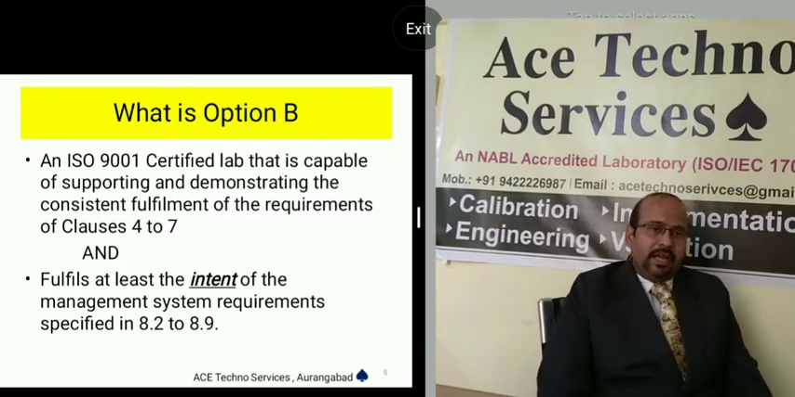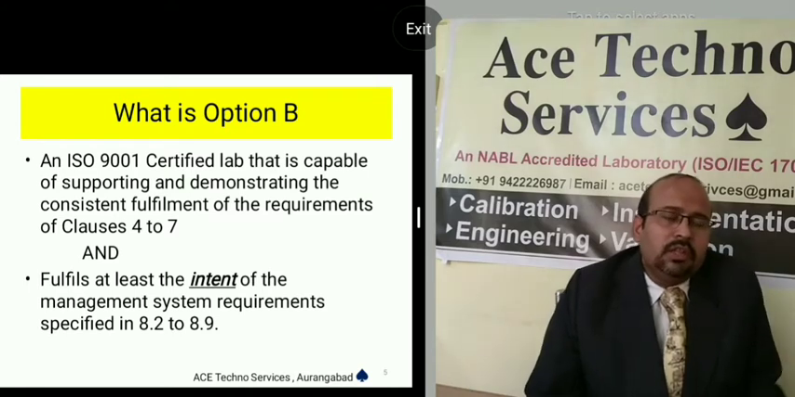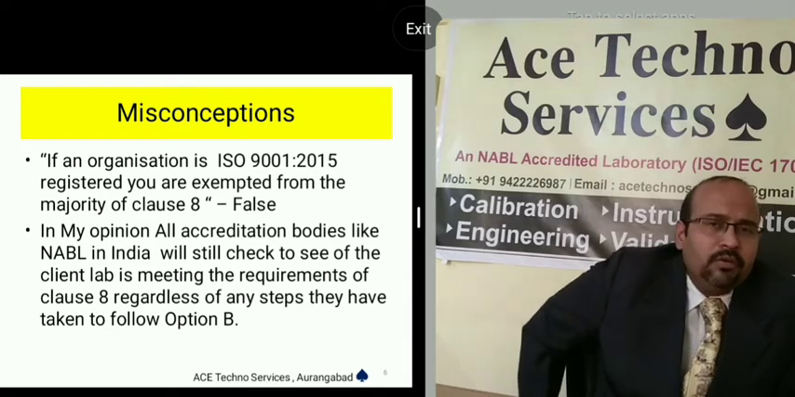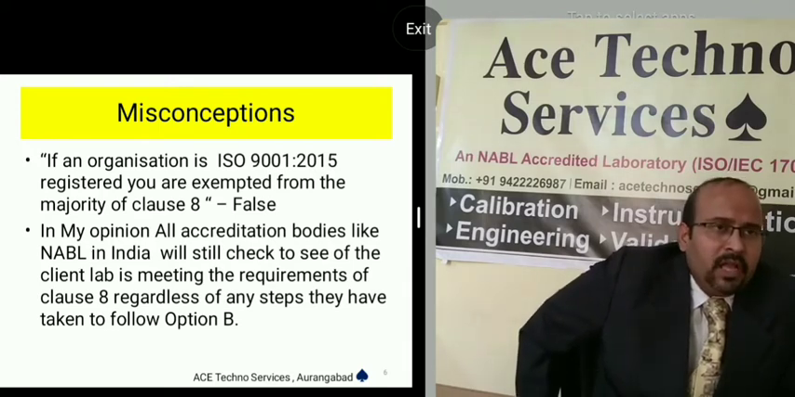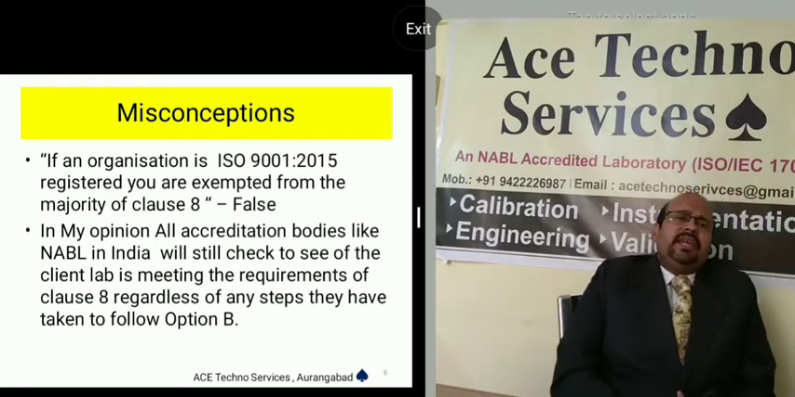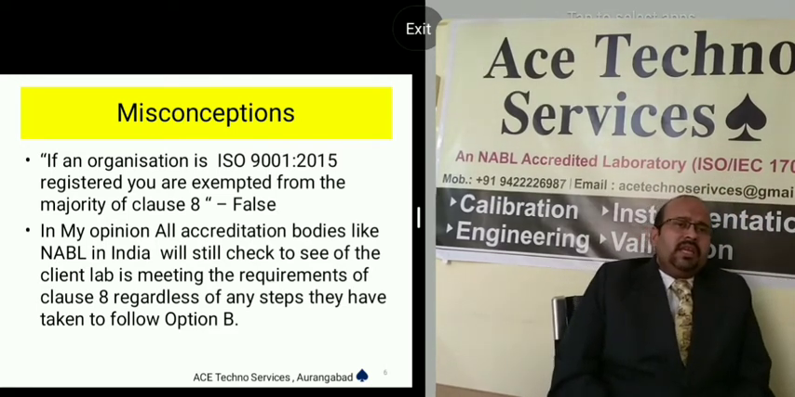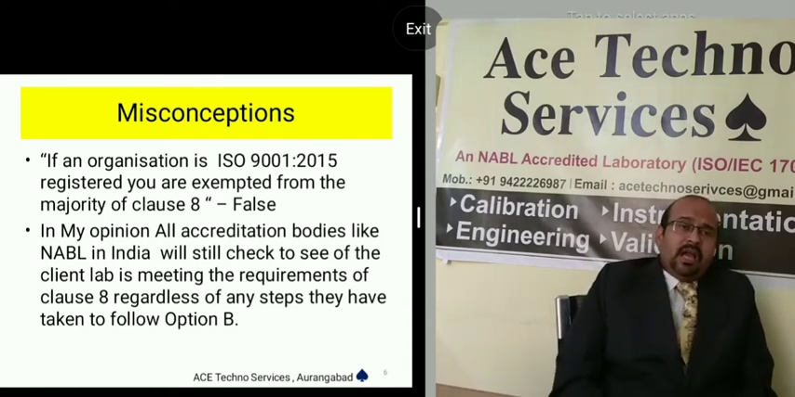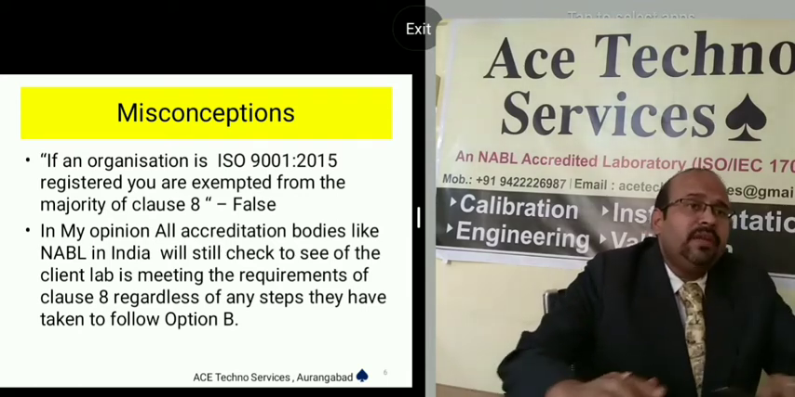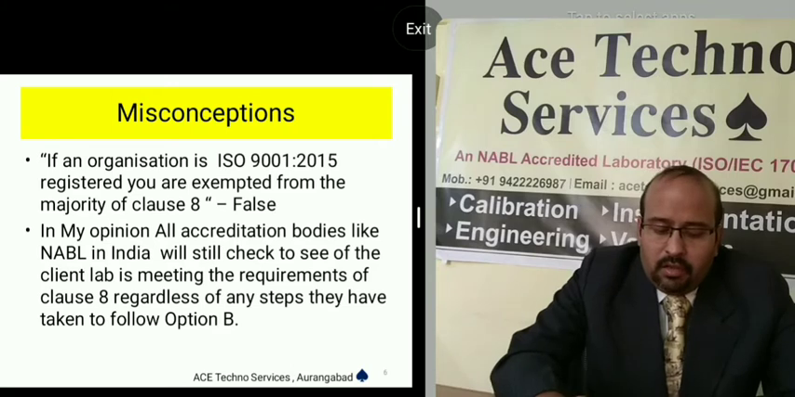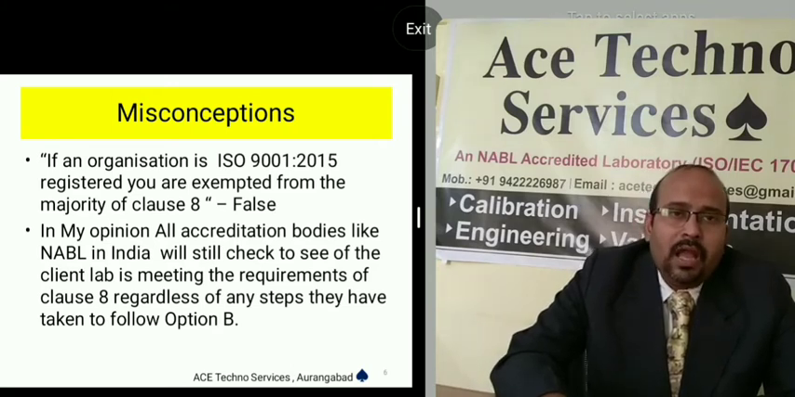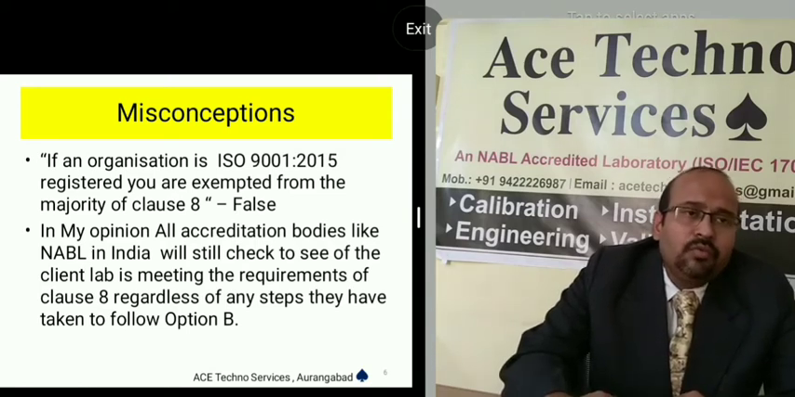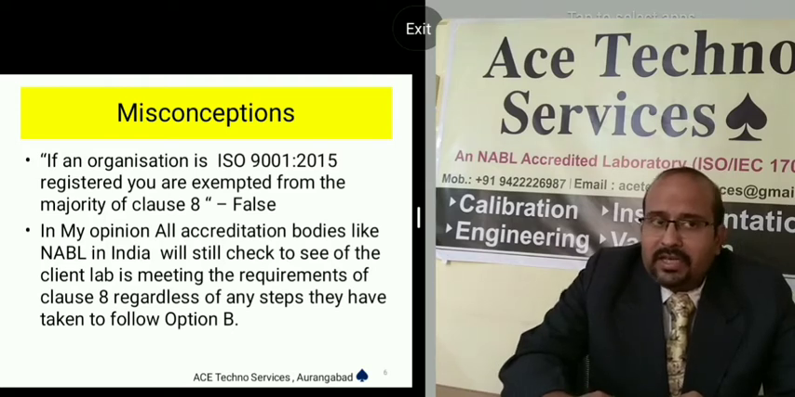After seeing what is option A and option B, let us move on further to the common misconceptions when we are discussing this particular topic of option A and option B. Suppose consider a case of a company ABC that is ISO 9001-2015 registered. Then that company now thinks that they are exempted from the majority of clause 8. It is false. It is my opinion that it is false. It will also have to satisfy the intent. They have underlined the word intent over there.